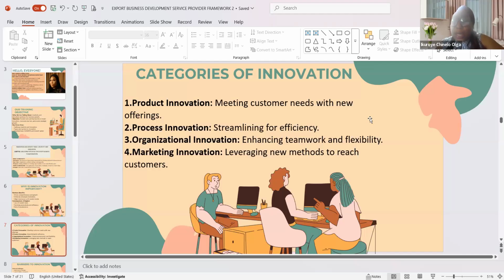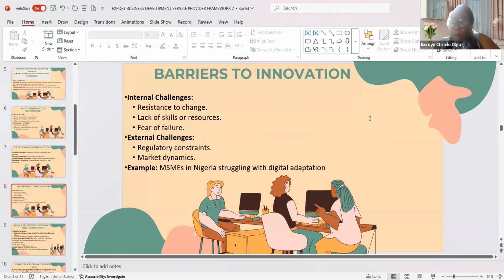The key is understanding which type your business needs, or which one you should focus more on, or which one you should divert to. So you cannot go through all. You need to take the one that is important for your business and drop the other one. Also, we have the barriers to innovation.